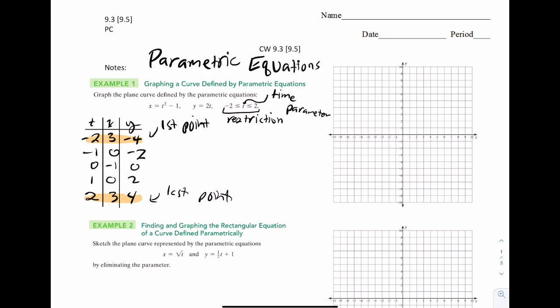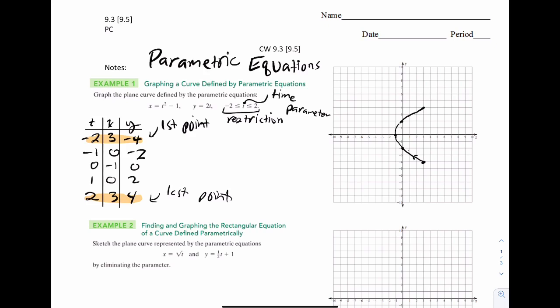That is right over here. 0, -2. Then we have -1, 0, 0, 2, and 3, 4. I'm going to connect the curve here. Notice how it's kind of like a sideways parabola. But notice how there are no arrows anywhere. The curve is that segment.